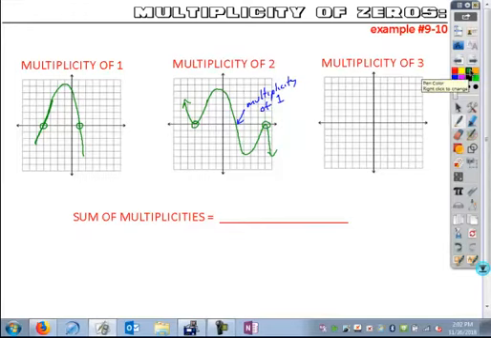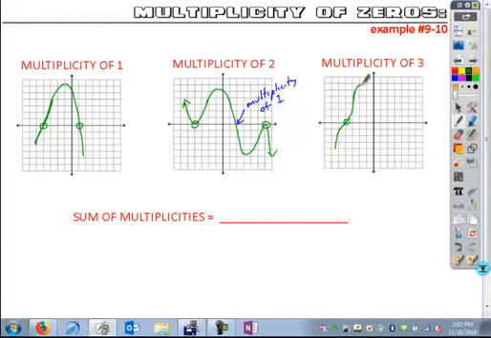A multiplicity of 3 means the factor is going to be cubed, and not to the power of 1 or the power of 2. So here, if you have a graph that passes through and looks almost like the S curve of a perfect cube, so now it's not straight through, now it has this sort of curve to it, this is going to be a multiplicity of 3.